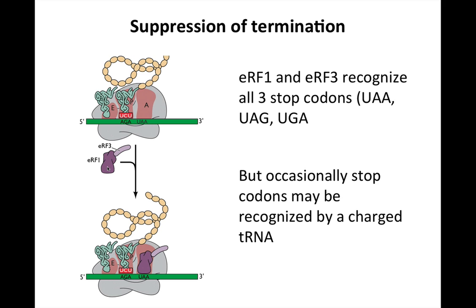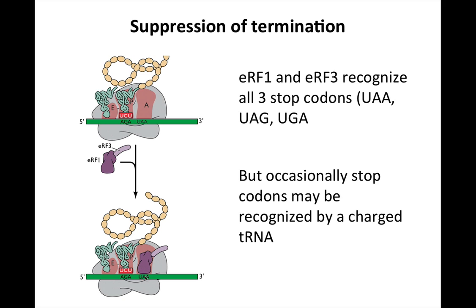This is recognized by ERF1 and 3. ERF1 mimics a tRNA and sits in the termination site, and ERF3 is associated with it. This causes release of the peptide chain and dissociation of the two subunits. However, occasionally, these stop codons are not recognized by this ERF1, but by a tRNA that has an amino acid charged to it. And that's called suppression of termination.